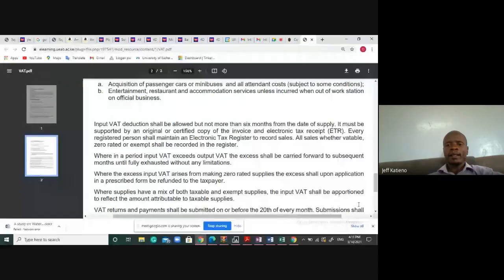So that is what I meant by where in a period input VAT exceeds. Okay. So let me explain this. Number one, the normal way is that a person will have high output tax and less input tax, and therefore he will be in a payable situation. But once in a while, it is not like that. So let me show you this.